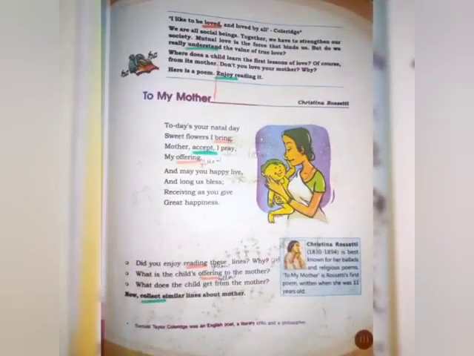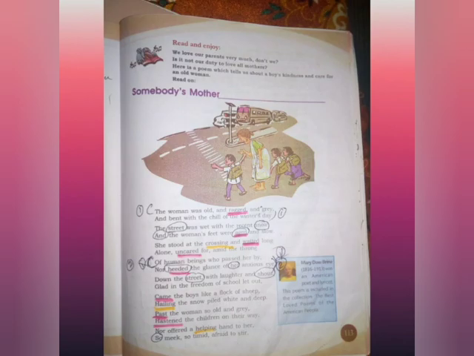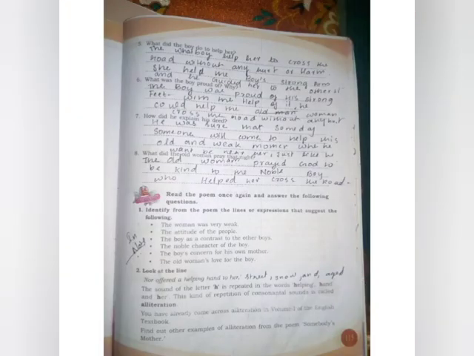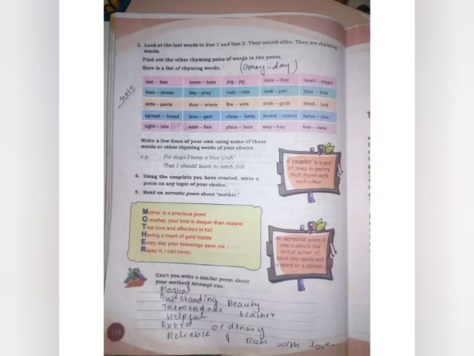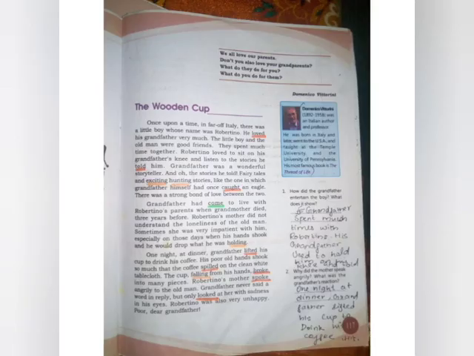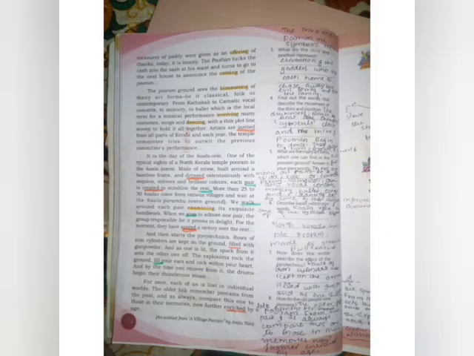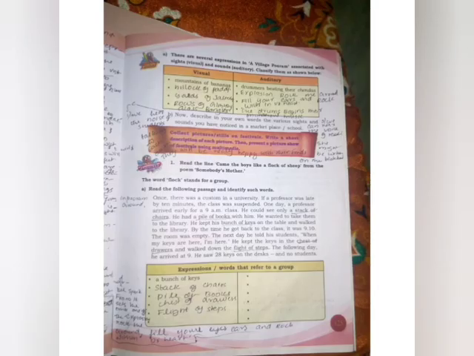Unit 4, Rhythms of Life. To My Mother, I mark past tense, present tense, and continuous tense. Activities. Somebody's Mother, I mark past tense, present tense, and continuous tense. Answer the following questions. Activities. The Wooden Cup, I mark past tense, present tense, and continuous tense. Activities. A Village Poem, I mark past tense, present tense, and continuous tense. Activities.